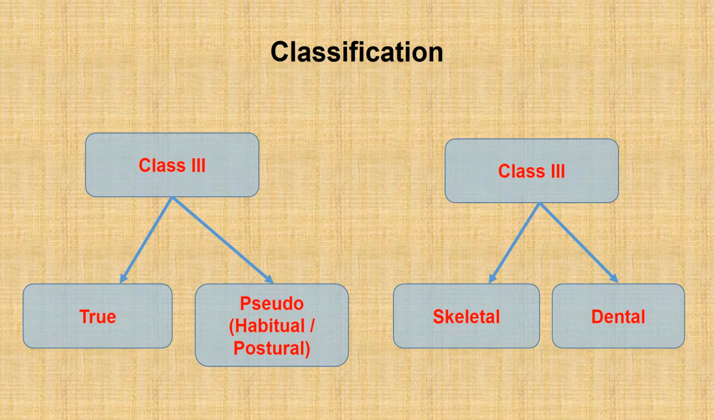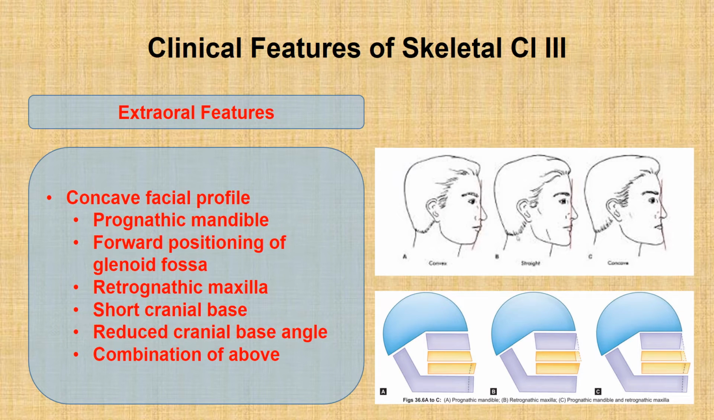Now, we can classify a Class 3 malocclusion in two ways. One is whether it is a true Class 3 malocclusion or a pseudo Class 3 malocclusion due to a habitual or postural displacement of the mandible in a forward direction. Another way of classifying a Class 3 malocclusion is whether it is a skeletal Class 3 malocclusion or a dental Class 3 malocclusion. Now, what are the clinical features of a skeletal Class 3 malocclusion?